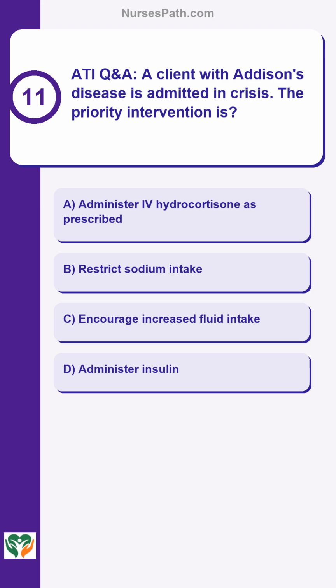Question 11. ATI Q&A. A client with Addison's disease is admitted in crisis. The priority intervention is: administer IV hydrocortisone as prescribed. Restrict sodium intake. Encourage increased fluid intake. Administer insulin.